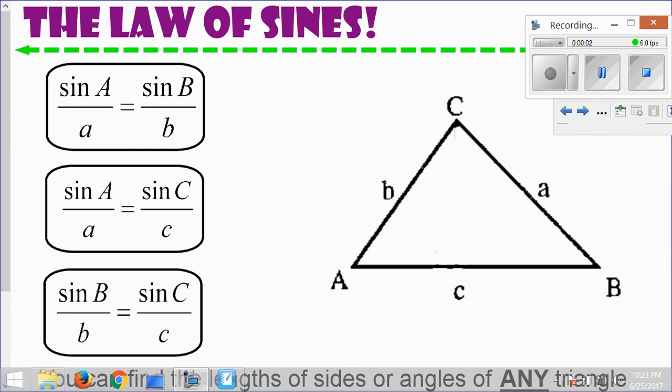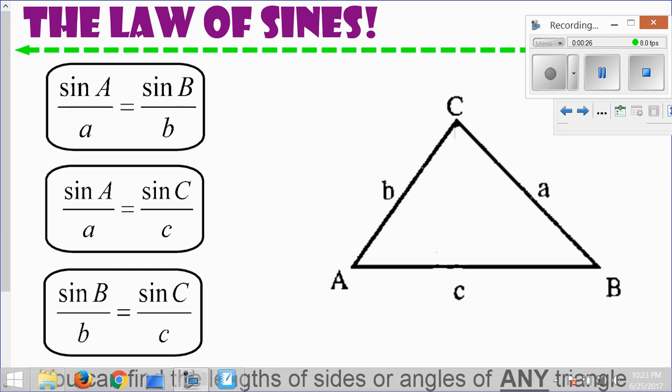Okay, so now we're going to talk about a very useful and helpful law called the law of sines. So take a look at the triangle that we have here and notice this time it's not a right triangle, it's just a triangle. And what the law of sines says is that, well, first of all, if we have these angles marked A, B, and C, notice the sides that are opposite from each one of those angles.